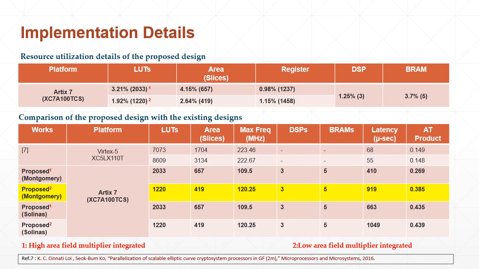Now, taking a further look into 4 of our designs, it consists of 2 low area designs and 2 high area designs based on 2 approaches, the Montgomery ladder technique and the method proposed by Solinas. We were able to conclude that a design that uses the Montgomery ladder technique along with the low area architecture multiplier was able to deliver the most efficient area time product.